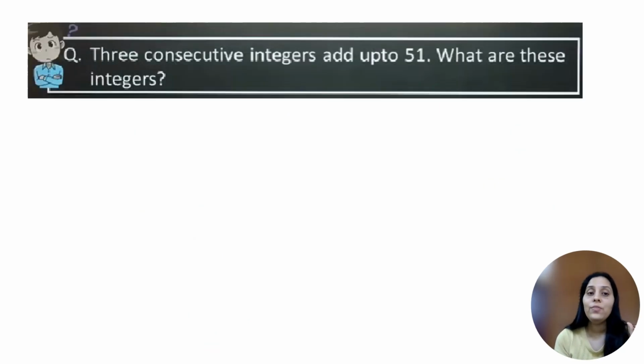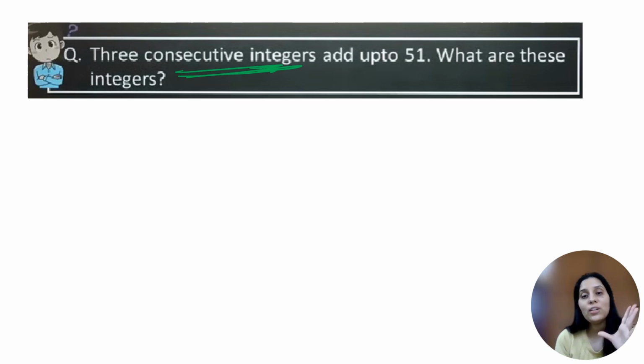Next up we have three consecutive integers. What do you mean by consecutive integers? Consecutive integers means numbers that are one after the other. That means 1, 2, 3, 4, 5, 6. All these are numbers that come one after the other.